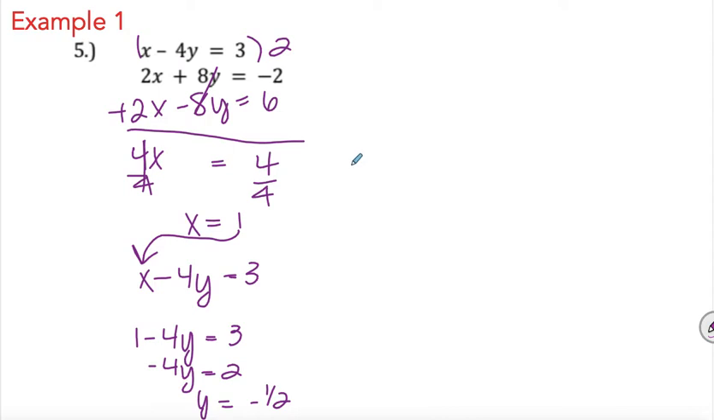Let's see if that works. Let's try in the bottom equation here. So again, my ordered pair right now is (1, -1/2). It's okay to get fractions and decimals sometimes with this, but let's work this out and make sure we didn't make any mistakes.